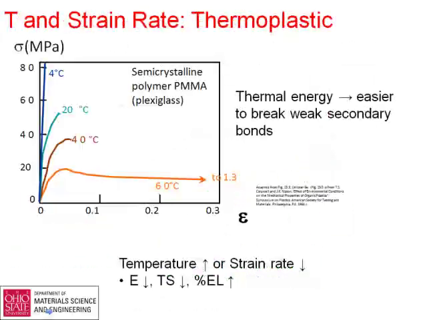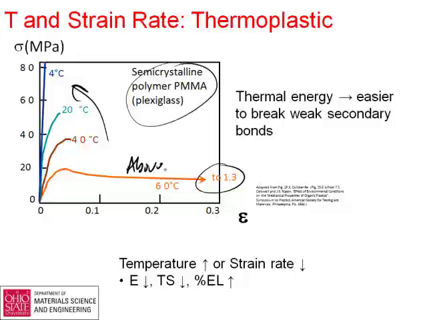And temperature and strain rate work separately. If you go to higher temperature, it's easier for chains to slide past one another. If you just go more slowly, there's also more time, makes it easier for chains to slide past each other. This is polymethyl methacrylate, plexiglass. And so you can see that this is high temperature, or also very low strain rate. As temperature decreases, chain mobility goes down. You're going from above TG here to below TG.